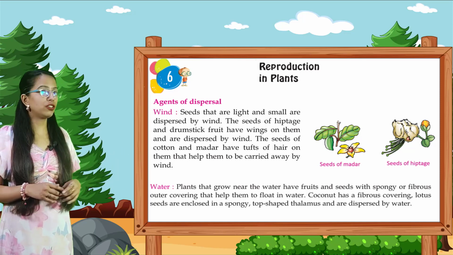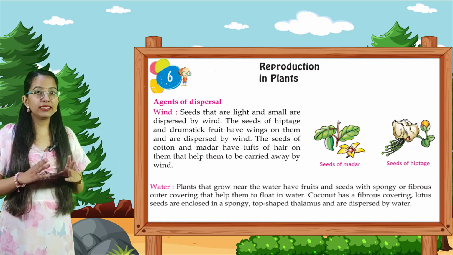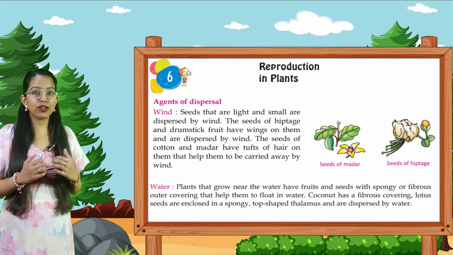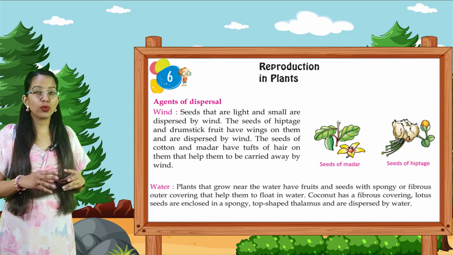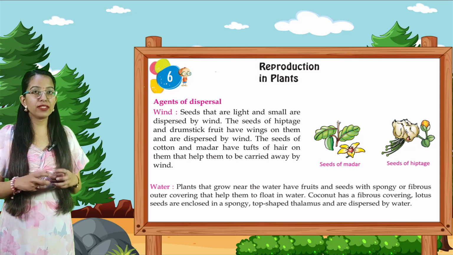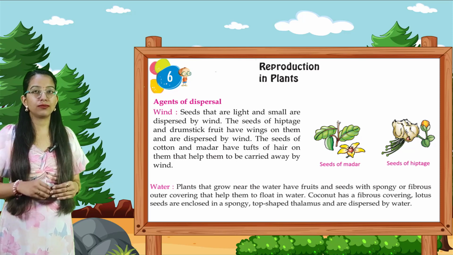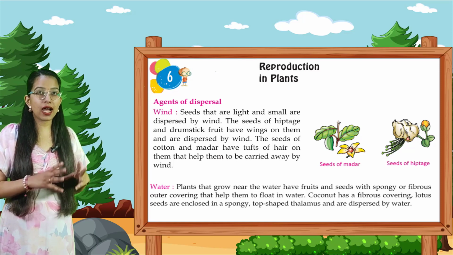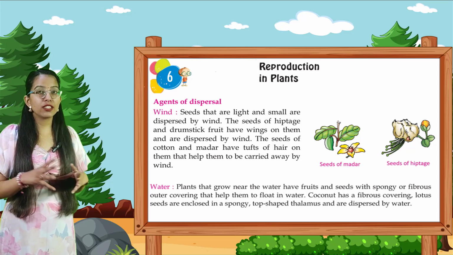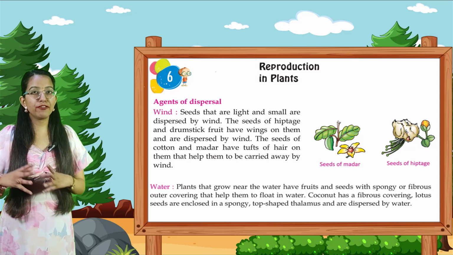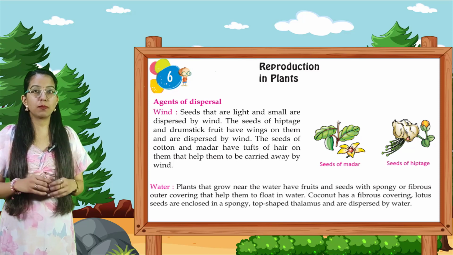Next topic is water. Plants that grow near water have fruits and seeds with a spongy or fibrous outer covering that helps them to float in water. Coconut has a fibrous covering. Lotus seeds are enclosed in a spongy, top-shaped thalamus and are dispersed by water.